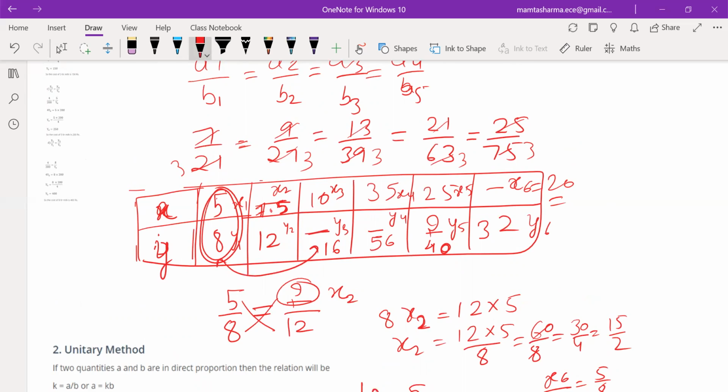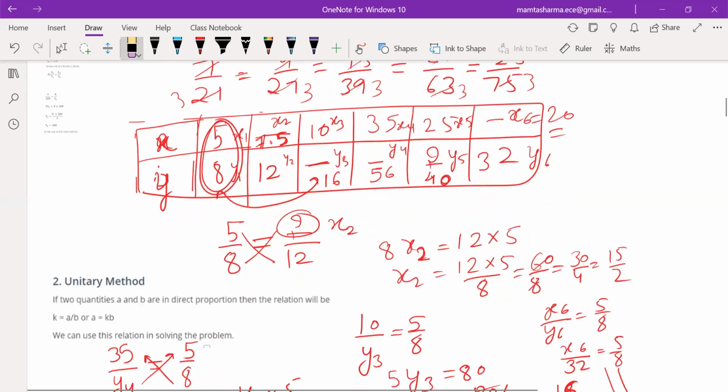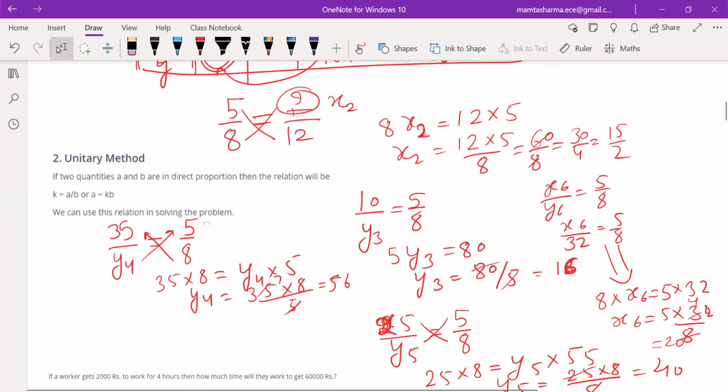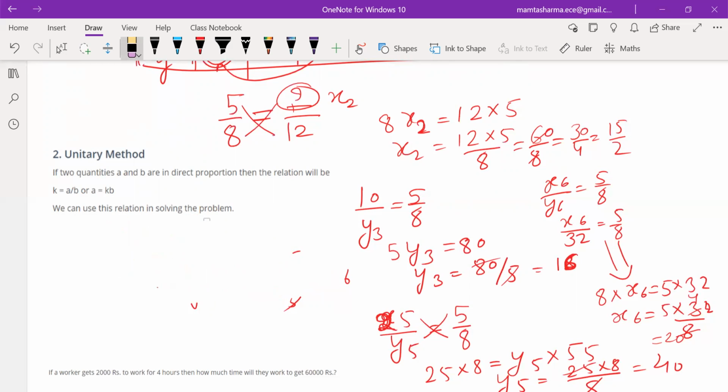Okay. Is this clear? Any other problem in the images that you have sent? No. Okay. This method is clear now.